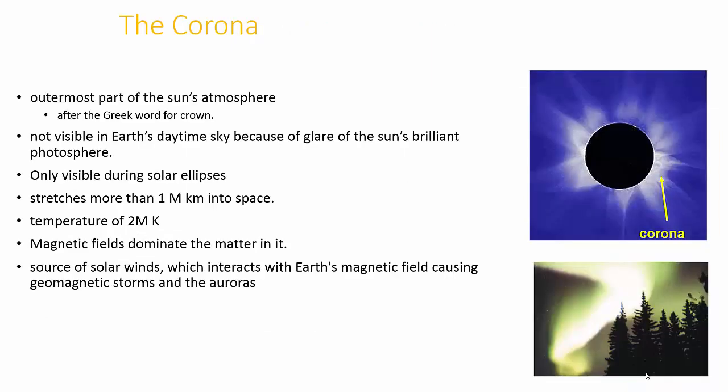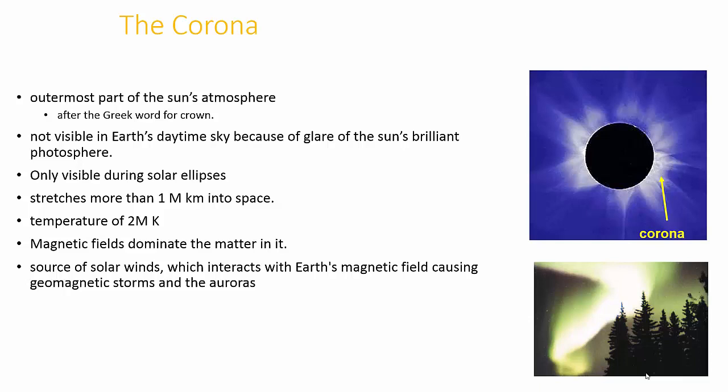Next is the corona. Still part of the atmosphere, but the next layer up. This actually comes from the Greek word for crown, and if you look at the top picture there, you can see if you block out the sun, you can see parts of the corona. The corona actually does change. It's not always going to be like that. Sometimes it'll have more jets or points coming off of it, sometimes it will have less. Only visible if you can block out the sun, so a solar eclipse, something like that.